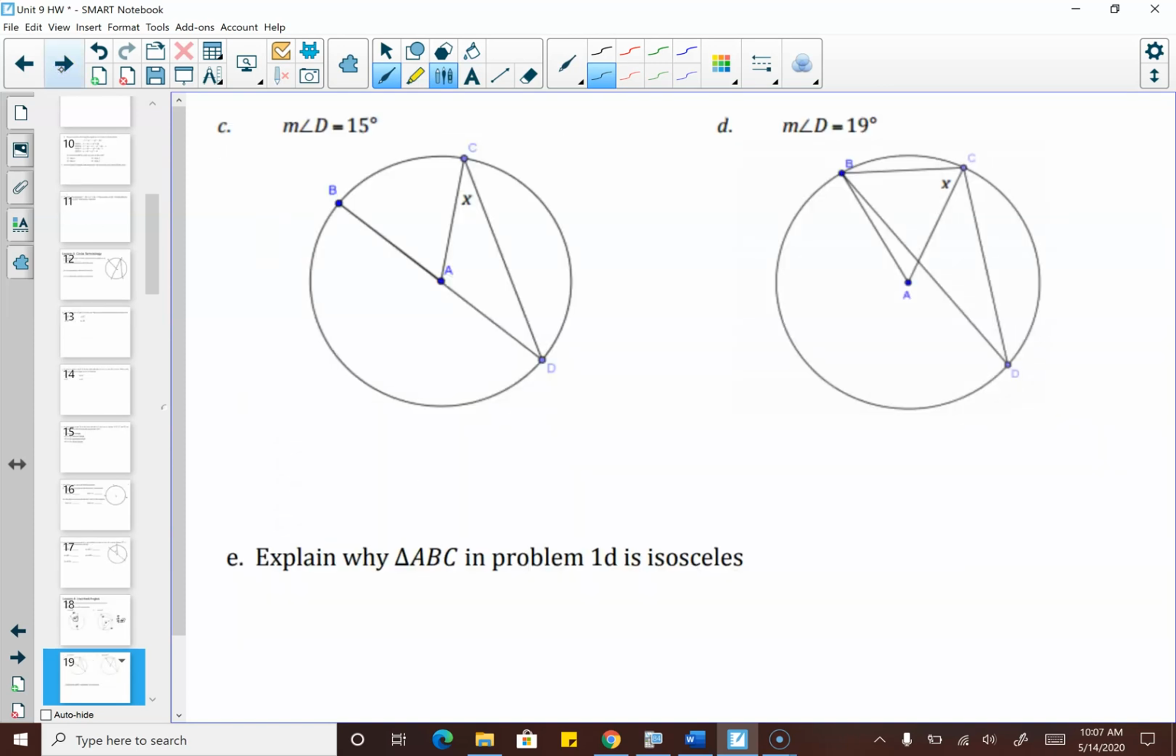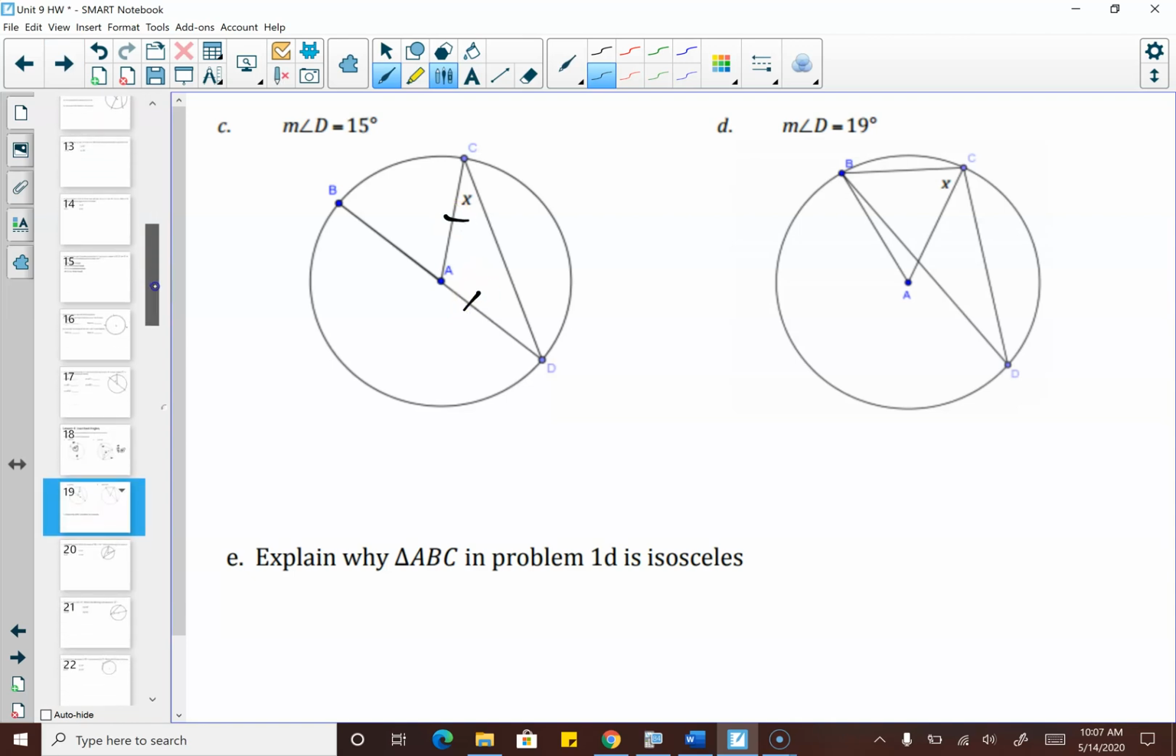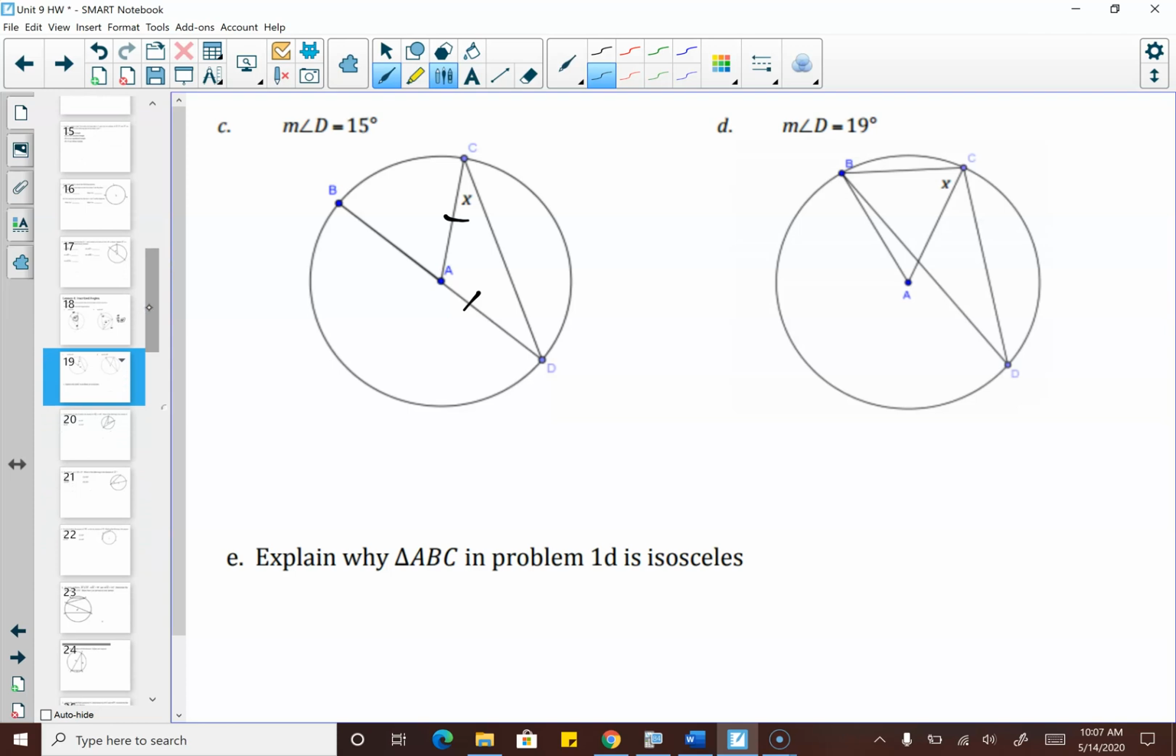The next one here, they want us to again work with the isosceles triangle piece. So the only thing they give us is that angle D is 15. So simple enough, isosceles triangle, x is 15. All right, really no work to do in that one.